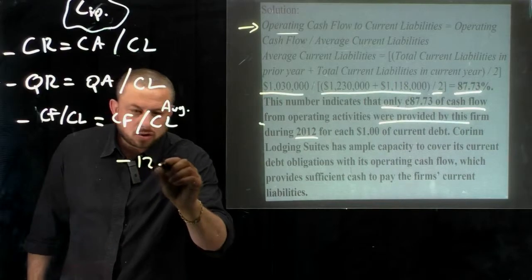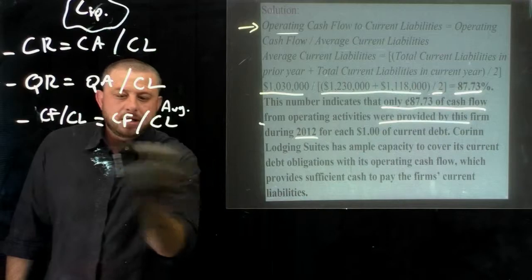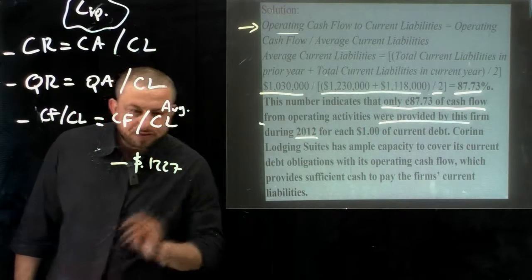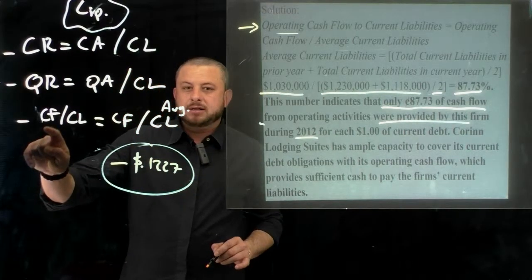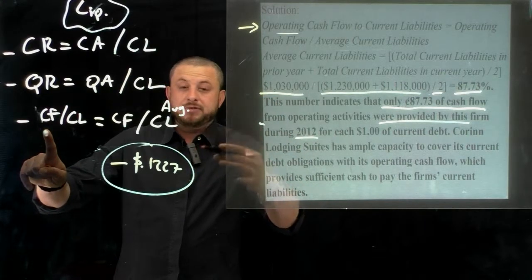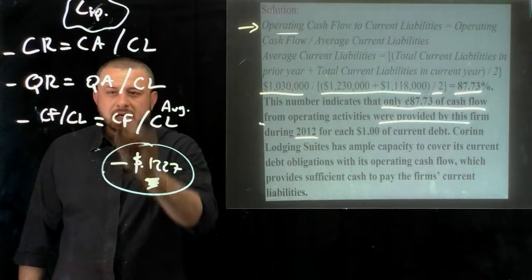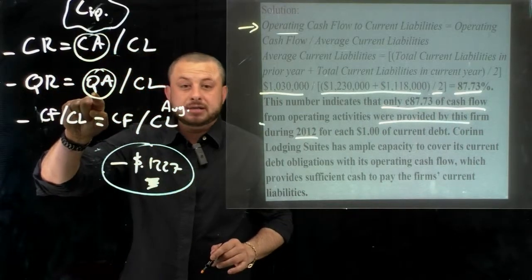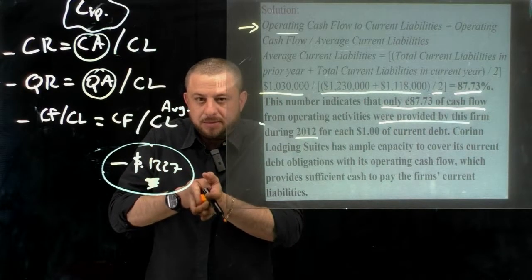Since we are short of this amount right here, because our cash flows are not enough to cover a dollar of current liabilities, we only have 87.73 cents. This amount will be covered by using either current assets or quick assets, guys, because we have to cover 100% of current liabilities, which is 1.